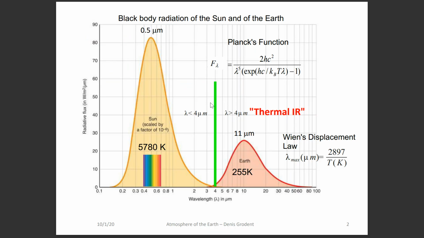If we plot on the same graph the black body radiation of the sun and the one of the Earth, on the left part you have the sun, on the right part you have the Earth. We have a limit here. If lambda is lower than 4 micrometers, it is the sun that will dominate. While in the other case, we have the thermal infrared of the Earth that will dominate.